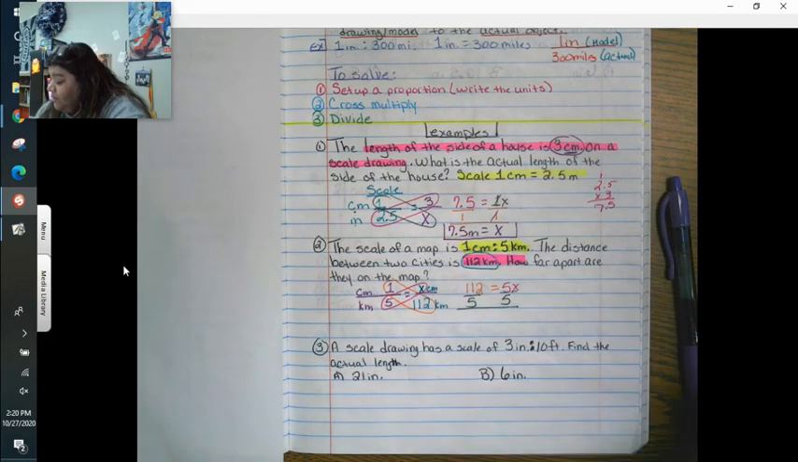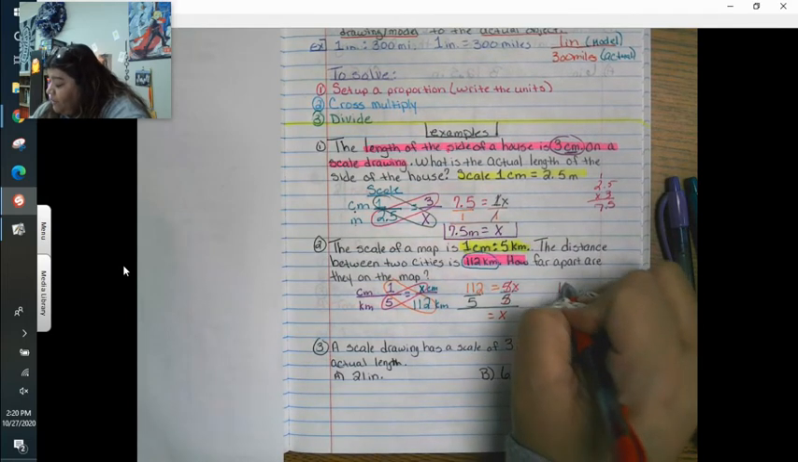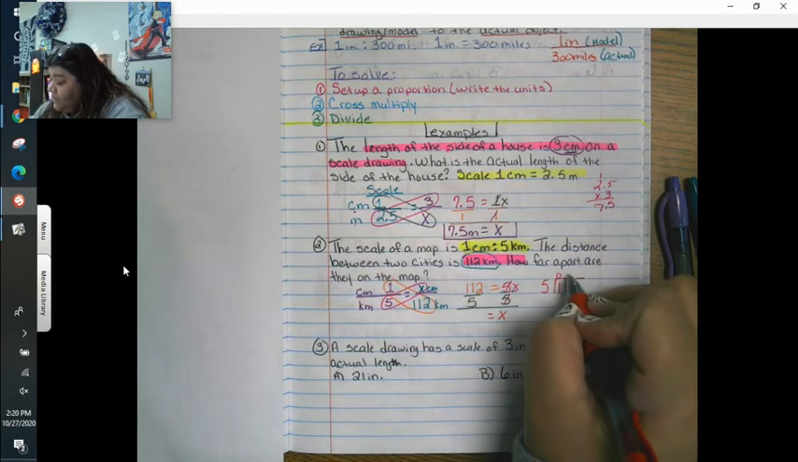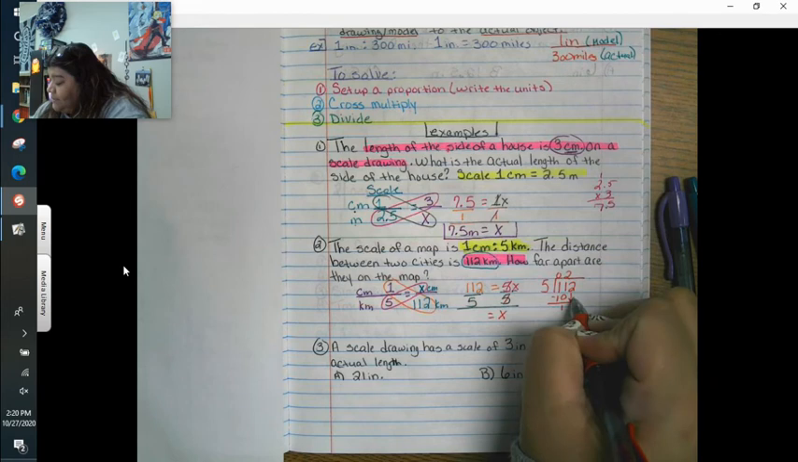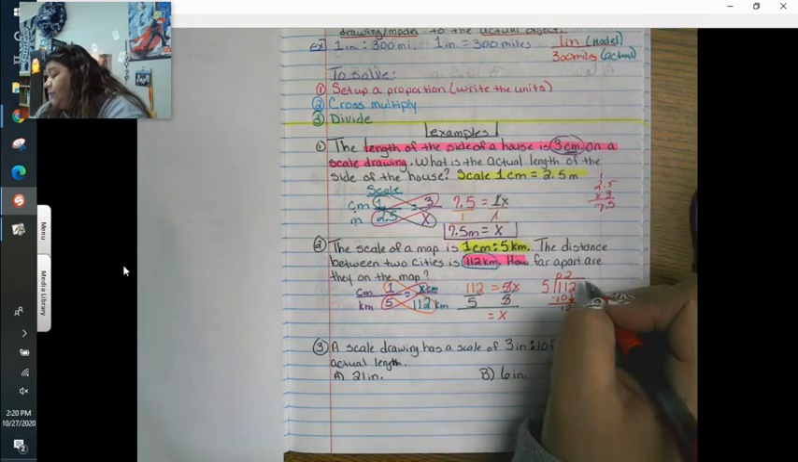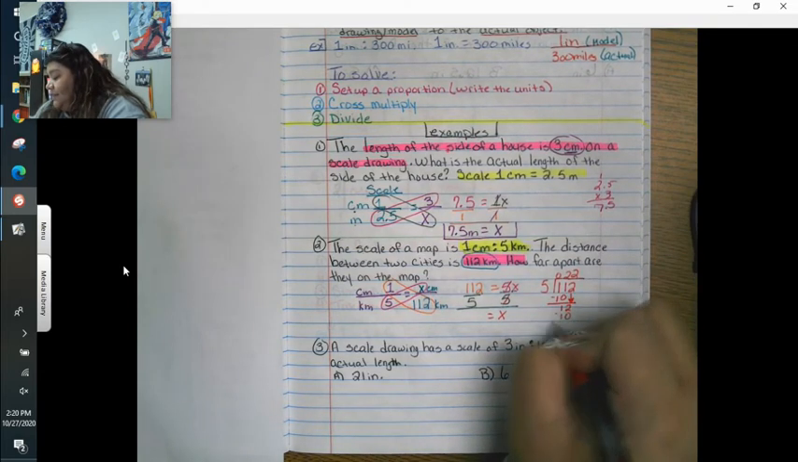Okay, so cancel, cancel. And now I'm going to do my math over here. 112 divided by 5. That goes into 11 2 times. 1 left over, bring down the 2. 5 goes into 12 2 times. That is 10 again. 2 left over.